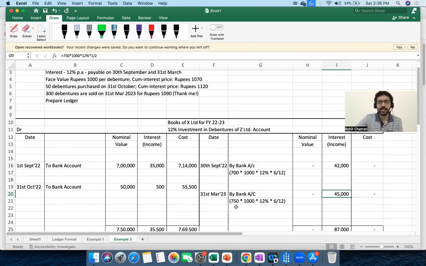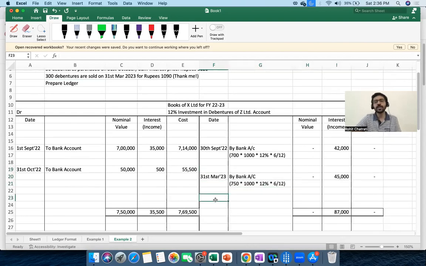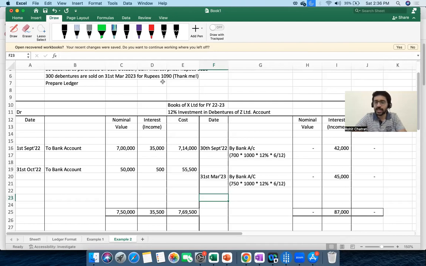Now, do we close the ledger? The answer is no. We still cannot close the ledger. I have sold 300 debentures on 31st of March 2023 for 1090. And like I mentioned earlier, when nothing is mentioned, it is presumed that I actually received this interest, and then I sold these debentures in the market. So on 31st of March 2023, I am selling it for 1090.